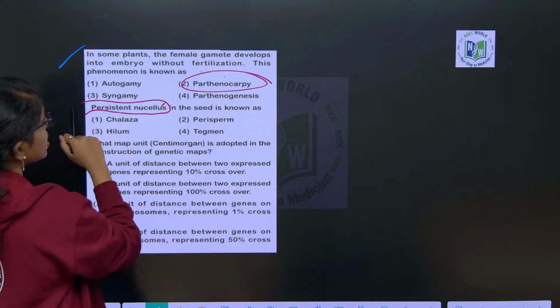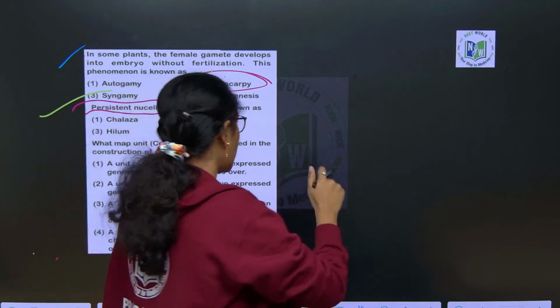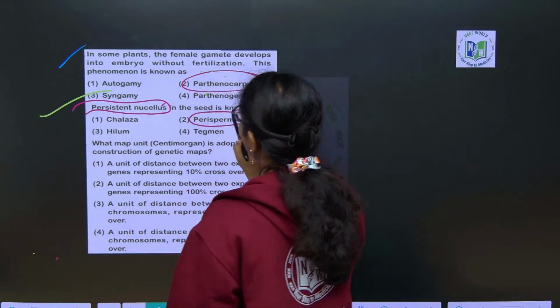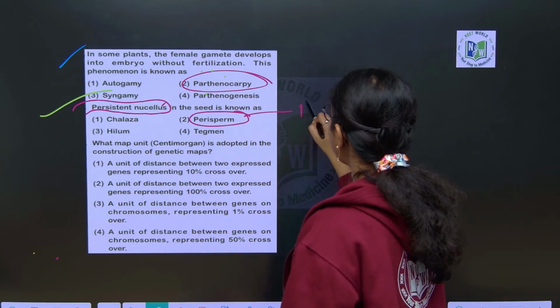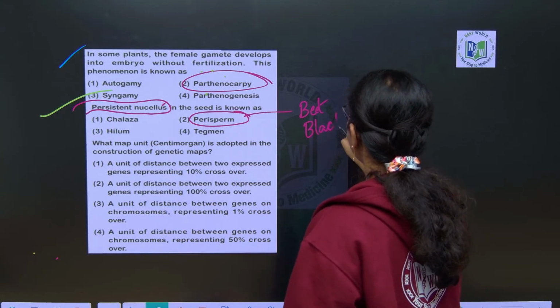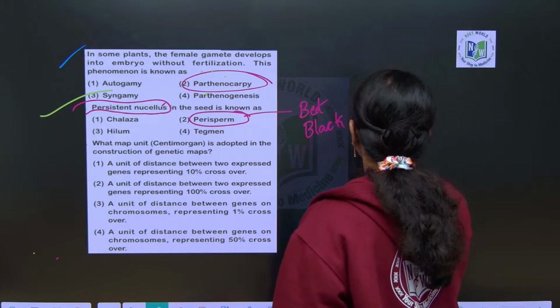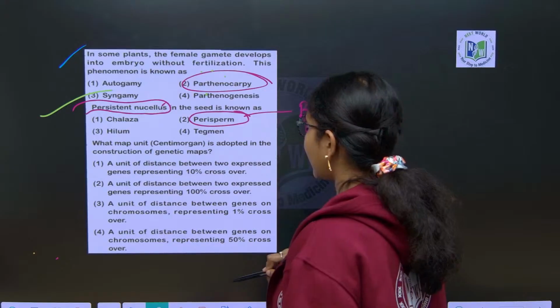Persistent nucellus, even after seed formation, if you can see nucellus, it is called perisperm. Persistent nucellus is what? Perisperm. Best examples are beet, black pepper, castor. These are the best examples.